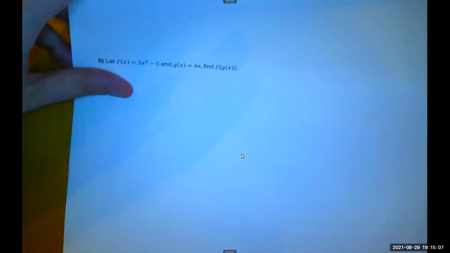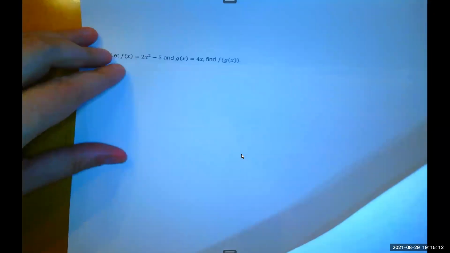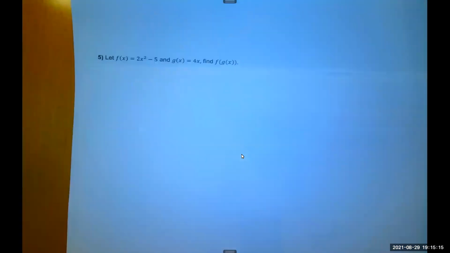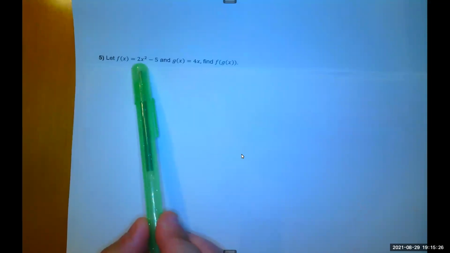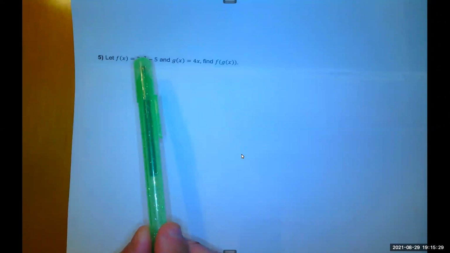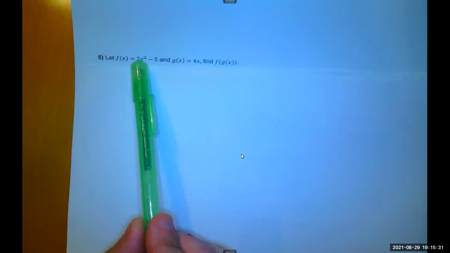For the next one, if you haven't tried it already, pause the video before you try. This time we're putting f into g. G is 4x, f is 2x squared minus 5. Notice how only the x is being squared. I know we say 2x squared, but if we meant the 2x being squared, there'd be parentheses around the 2x. It's a really, really fine piece of subtle math notation, but it's very important to pay attention to.